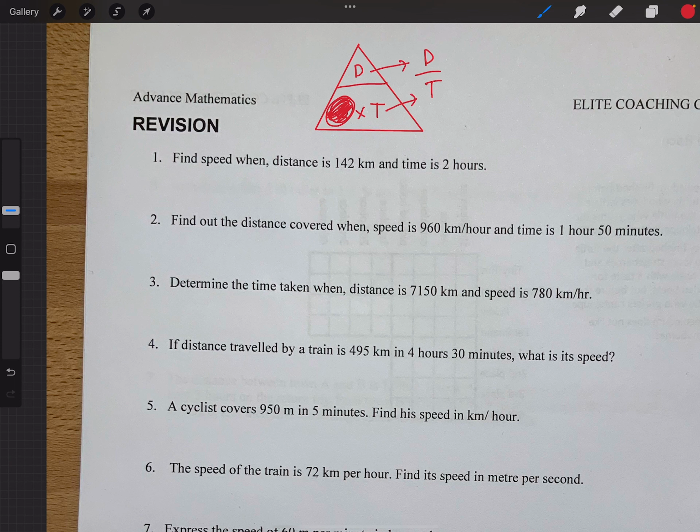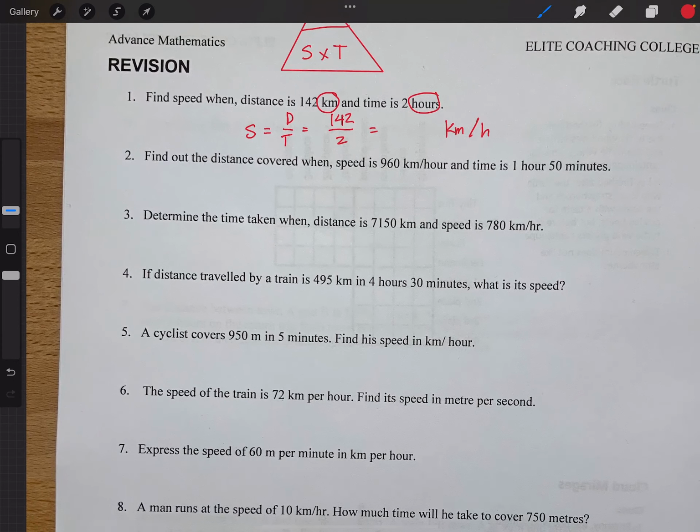Distance divided by time. So speed equals distance over time, and that's equal to 142 divided by time, which is 2. And that will be your speed in kilometers per hour. That's your answer there. You can work that out. Question 2. Find out the distance covered when speed is 960 kilometers an hour and the time is 1 hour and 50 minutes.